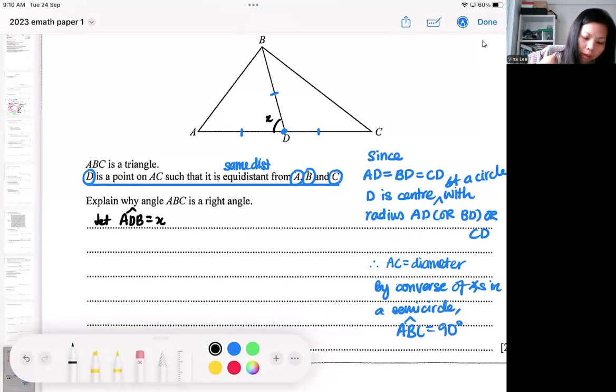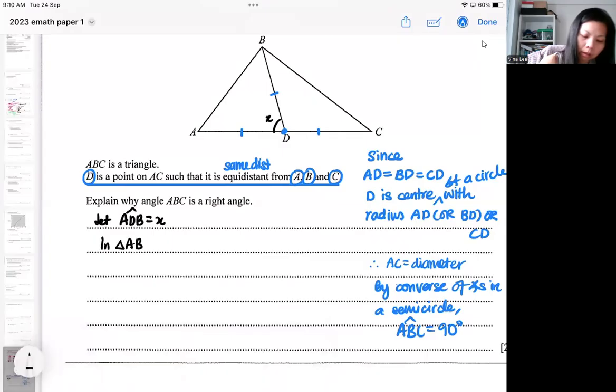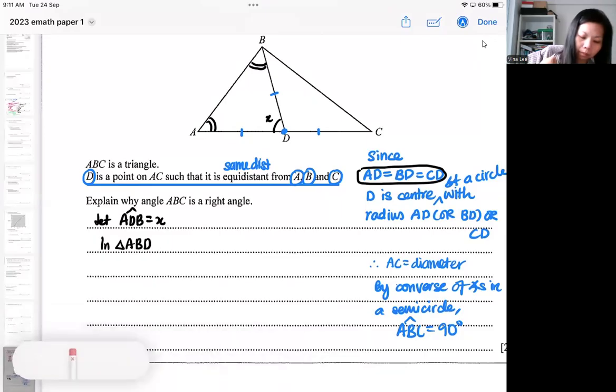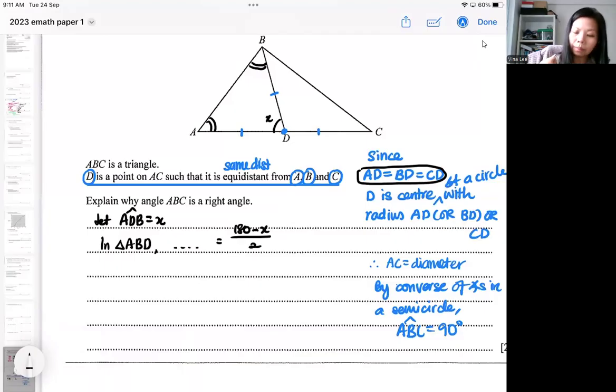So in triangle ABD, I know that it's isosceles already, because of this part. It actually formed two isosceles triangles. So in the first one, I can find both angles. If I find both angles, it will be 180 minus x, divided by 2. So each of the angles here will be (180 minus x) divided by 2.